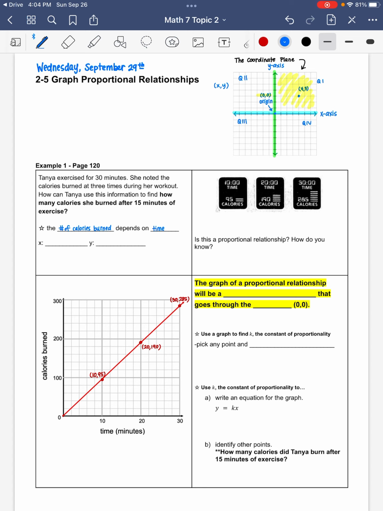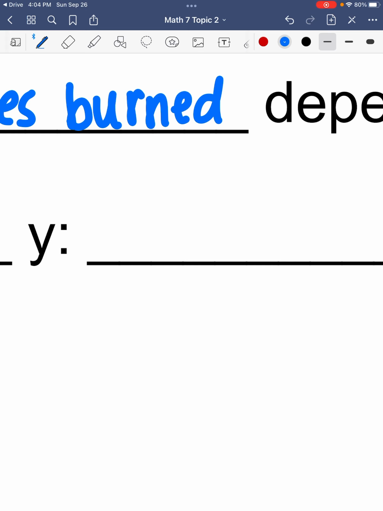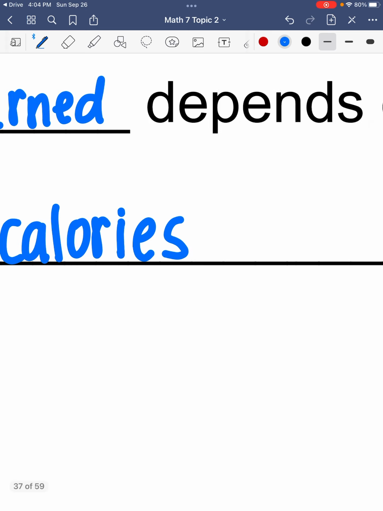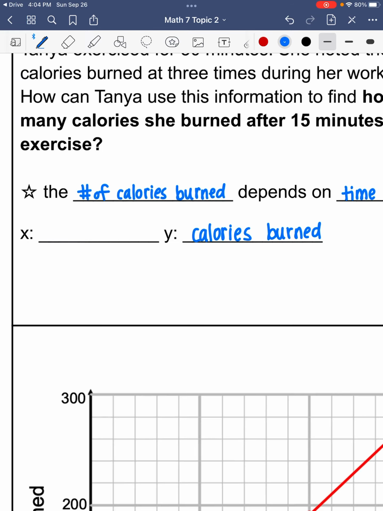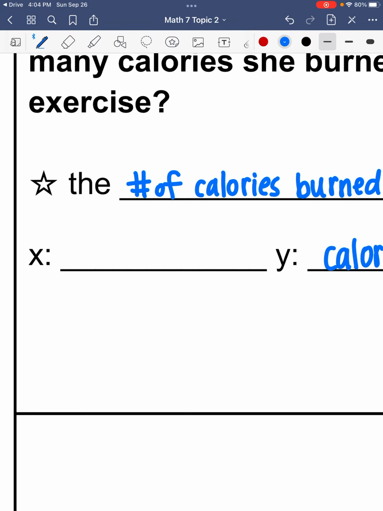Okay, now the thing that depends on something else, that's our y-axis. So that means that calories burned will be on our y-axis on our graph. And on our x-axis, we're going to put time.